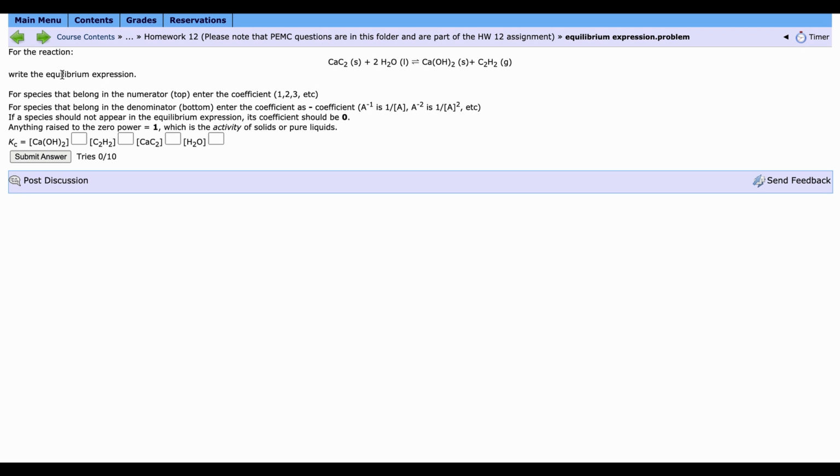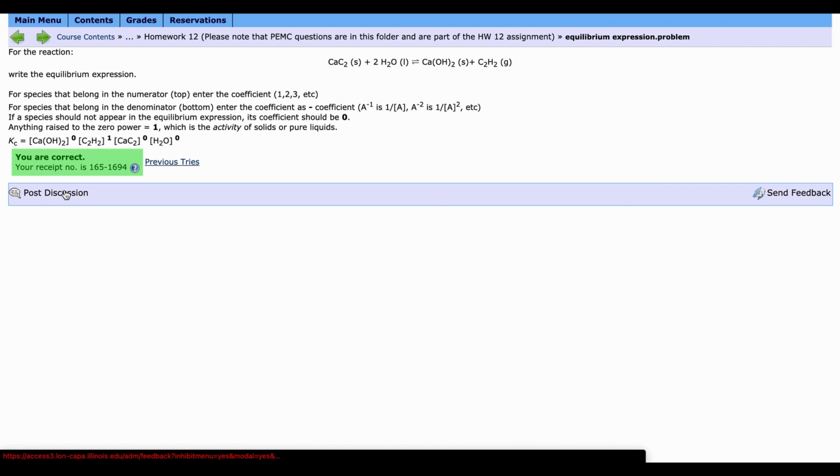Alright, so here we have a problem given an equation, and it asks us to write the equilibrium expression. So remember that the equilibrium expression is products over reactants raised to their coefficient. So here we have calcium hydroxide, which is a solid. So we're going to write a 0 for that, because remember, solids and liquids do not count in our equilibrium expression. Only gaseous and aqueous solutions.